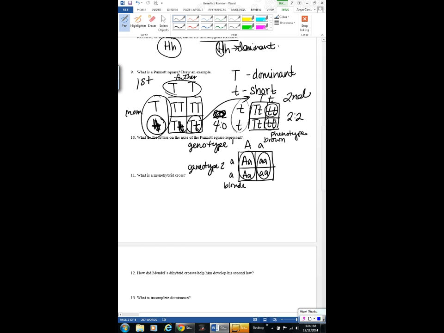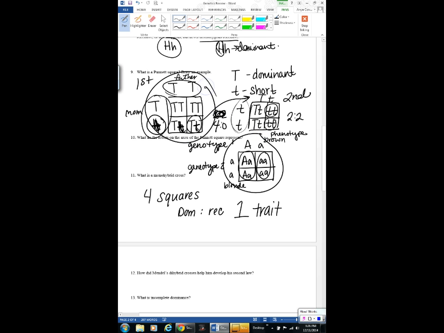All right, so a monohybrid cross is just going to be 4 squares. The ratio is always going to be just 2 numbers, so it's going to be how many dominant versus how many are recessive. Okay, and it's only for one trait. Okay, so I was just testing hair color. I was just testing height. For one trait. That's very, very important.